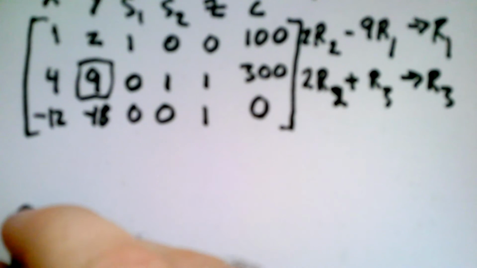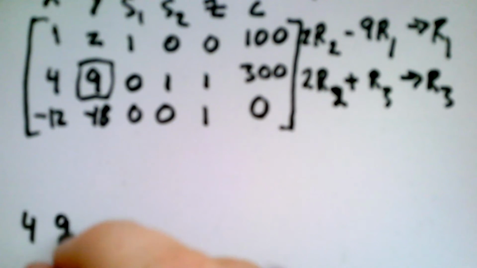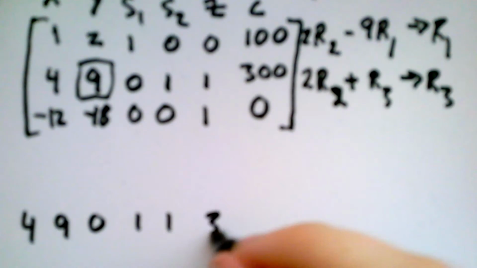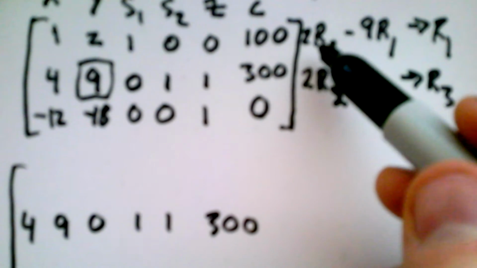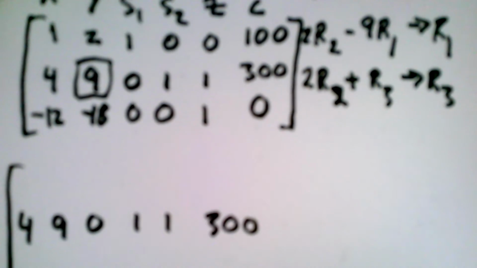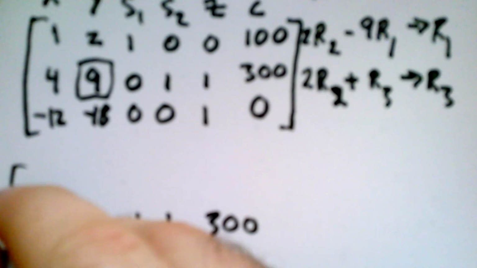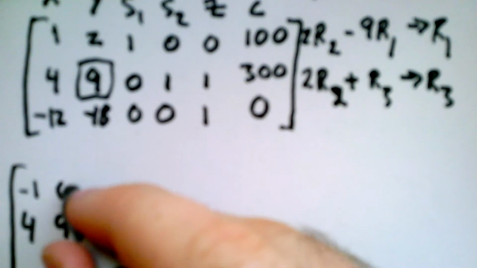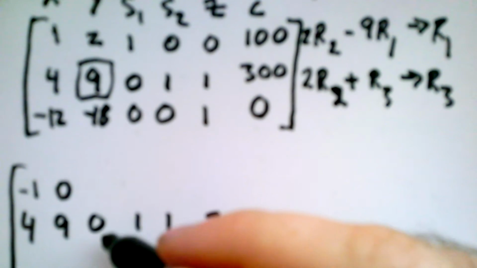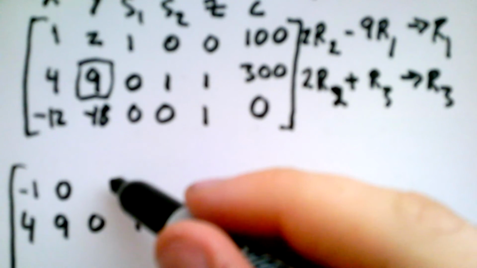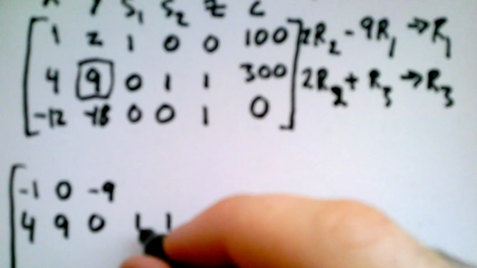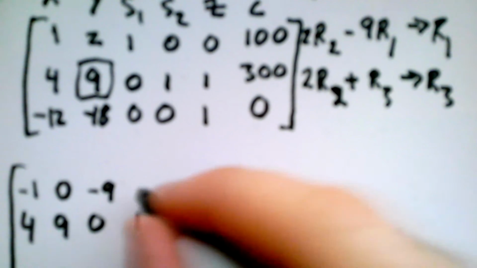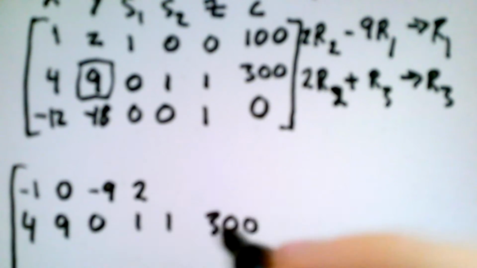Okay, so after figuring out what I need to do, we will execute this. So our middle row does not change because that is our pivot row. 4, 9, 0, 1, 1, 300. Our top row will be 2 times the second row minus 9 times the first row. So that is 2 times 4 is 8, minus 9 times 1, so 8 minus 9 is negative 1. We already chose our coefficients, so that would be 0. We have 2 times 0 is 0. Negative 9 times 1 is negative 9. So we get negative 9. 2 times 1 is 2. Minus 9 times 0 ends up being 2.